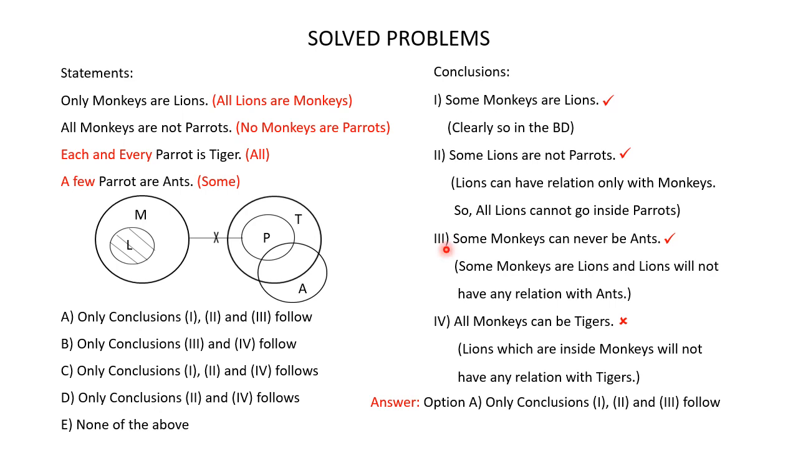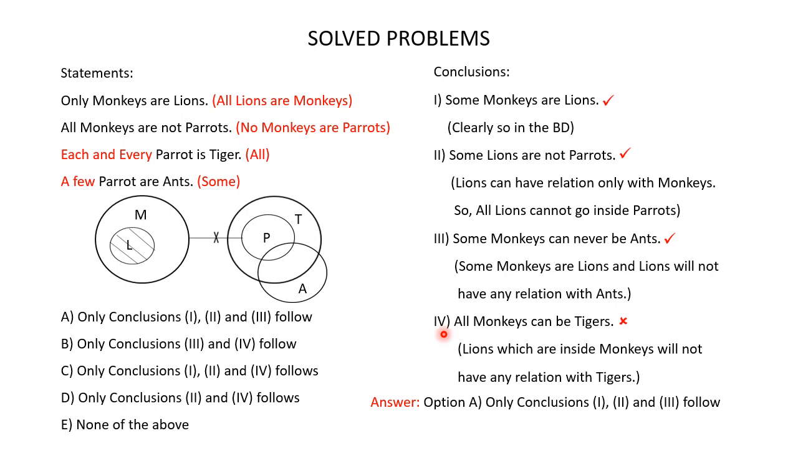Conclusion 3. Some monkeys can never be ants. So you have monkeys here and ants here. Clearly, you can see here that this portion of monkeys is lions. That is, some monkeys are lions, and lions will have a relation only with monkeys. Lions will not have a relation with ants. This means some monkeys can never be ants. So the conclusion, some monkeys can never be ants is correct. Conclusion 3 follows.